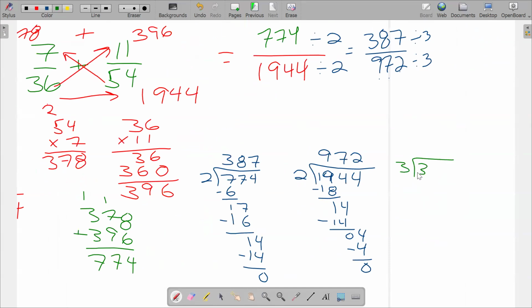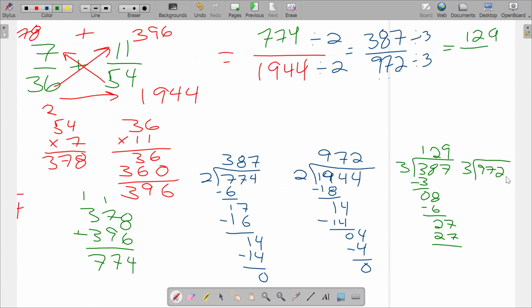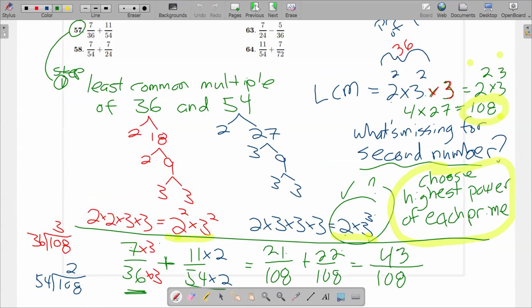3 goes into 387. 3 goes into 3 once. 3 goes into 8 twice. 129. 129. Yeah. Yep. And then 324. It's not what we got over there. Not done yet, apparently.